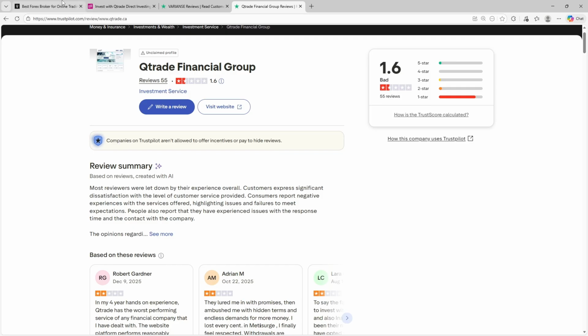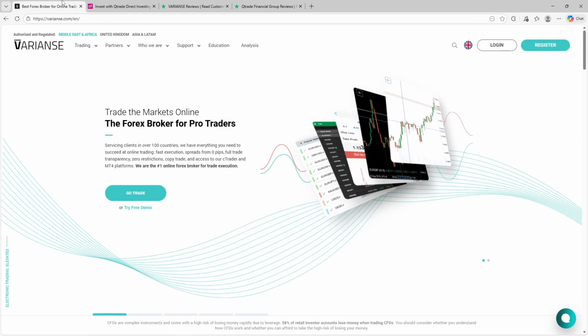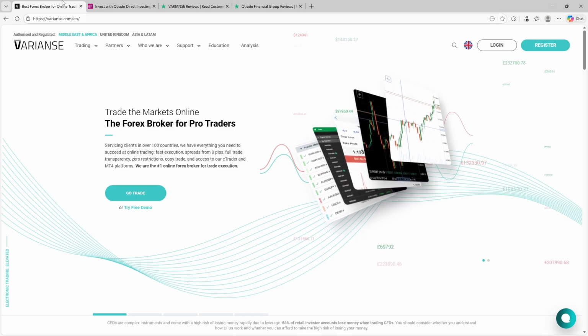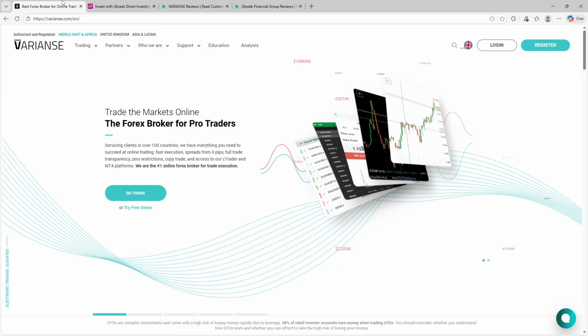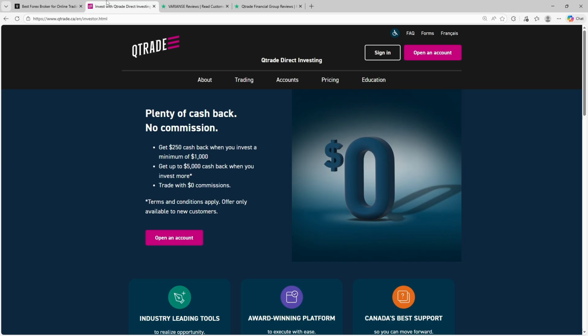Final takeaway: if you're an execution-focused trader who values tight spreads, institutional liquidity, and transparent trading costs, Varianse is clearly built for that performance-driven mindset. If you're a long-term investor, prioritizing Canadian market access, registered accounts, research tools, and tax-efficient investing, QTRADE offers a more traditional and structured investing environment, though with trade-offs in user experience and support satisfaction.